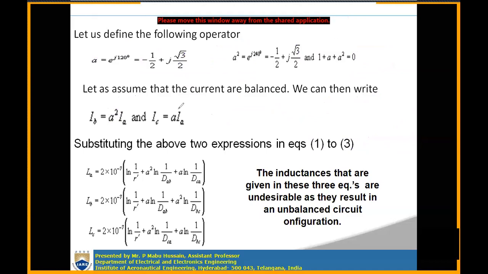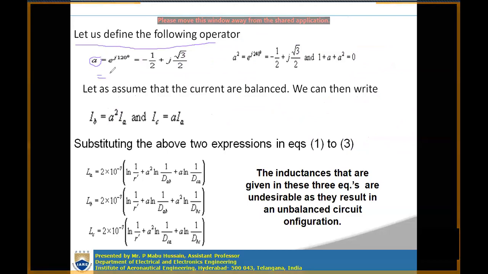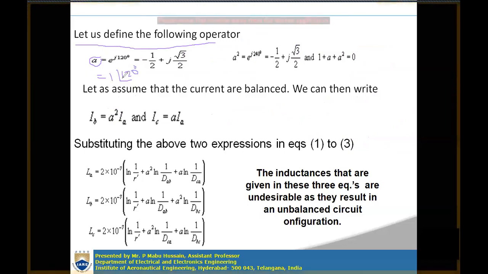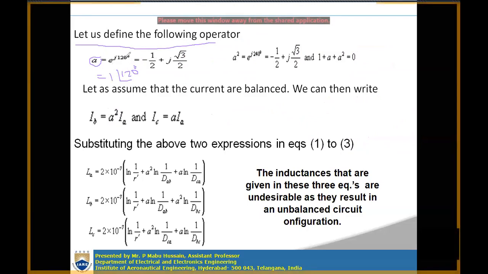I will repeat again. Here you have to first define one operator, operator A. So the operator value A is 1 at an angle 120 degrees. So 1 at an angle 120 degrees can be written as e power j 120 degrees also. Now if you calculate this value, what you will get is minus 1 by 2 plus j root 3 by 2. So A is minus 1 by 2 plus j root 3 by 2.